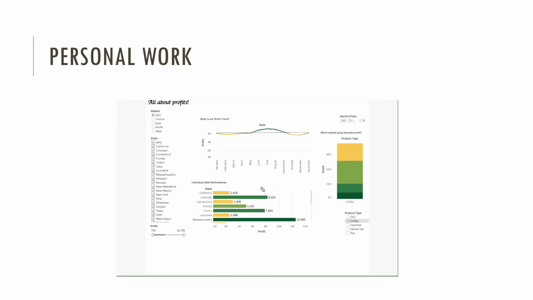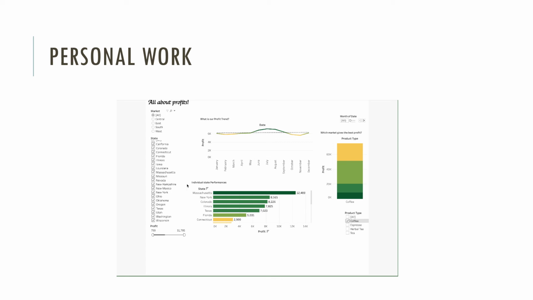And there's a quick sort button here. If you click on it, it will show you the highest performing state, or the highest coffee selling state, at a glance. So by building these interactive dashboards, you can plug and play your data in real time and view the changes.